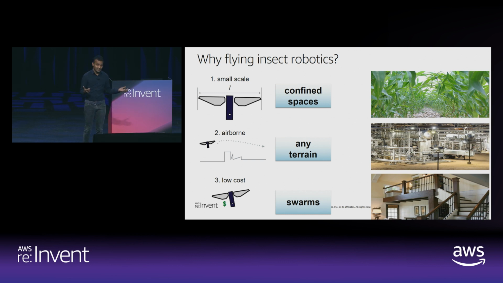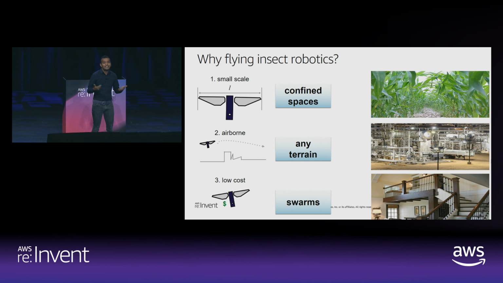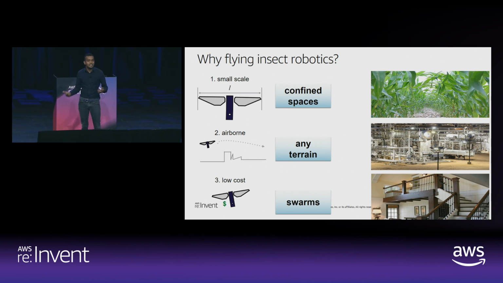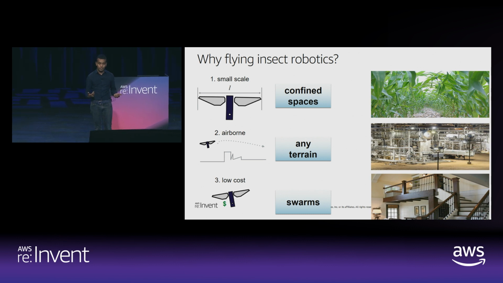The first reason is that they're pretty small. And what that means is that they can start going into confined spaces. For example, you can have these micro-drones go in between trees or plants in a farm, which you cannot really do with today's drones because they can get entangled. Or you can imagine that these things can go into pipes where you can try to figure out if there is actually going to be a leak in the pipe.